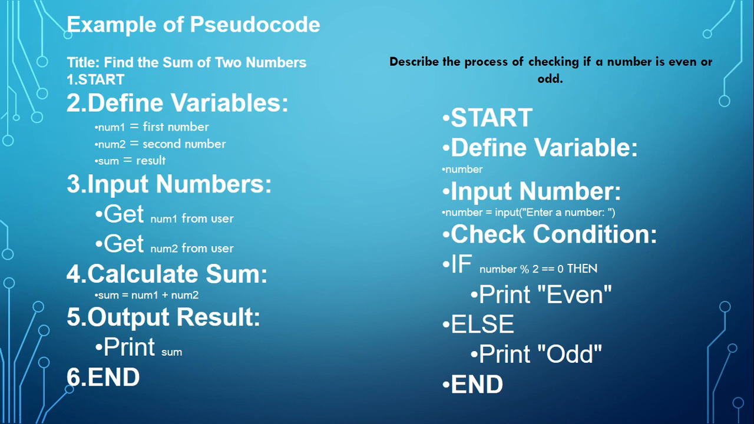Then you check the condition. Remember our problem is to describe the process of checking if a number is even or odd. So we have a condition. If the number is divisible by 2, when you divide the number by 2, then you print even. If it's not, that is else, you print odd.